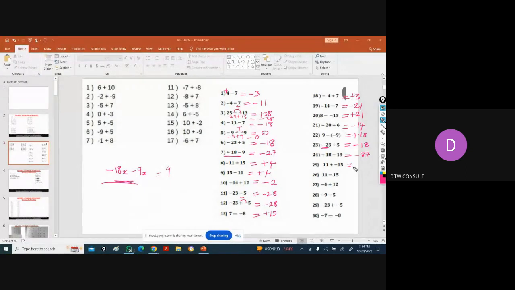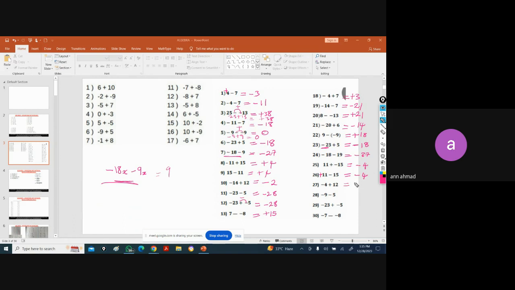What about this? Negative 4. Yes. What about this? Negative 4. Look at it. This 11 here is positive. So a positive 11, negative 15 means we'll subtract. Don't forget your rules, okay? When you have opposite signs, you subtract. All right? Okay, what about this?